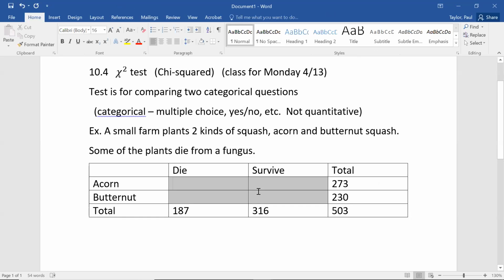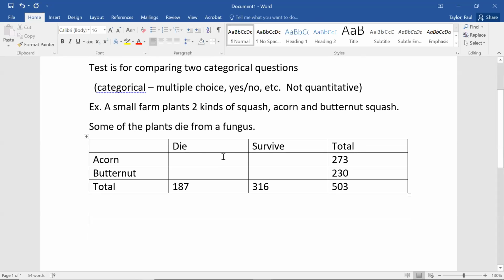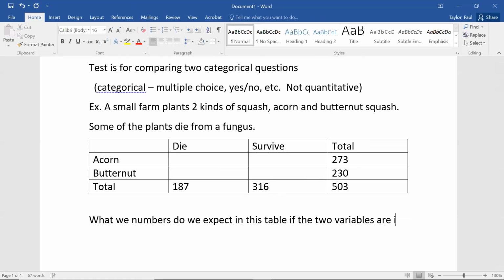Okay, so what we want to do next is think about what numbers we expect in the middle of this table. Now, there's a lot of different numbers that could be in the middle of this table and have the totals come out correct. So what I want to do is ask what numbers do we expect in this table if the 2 variables are independent.